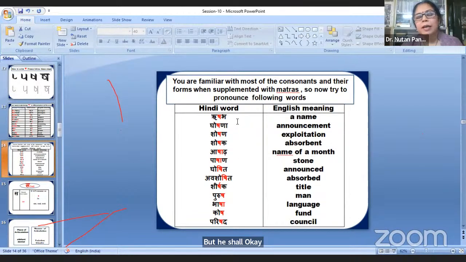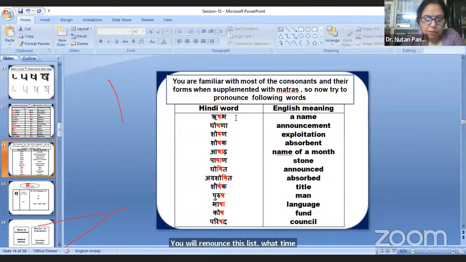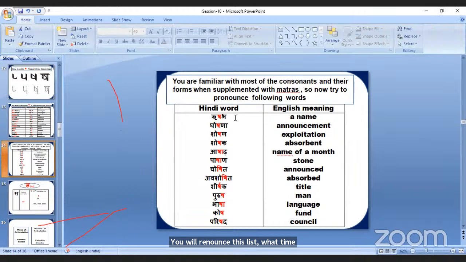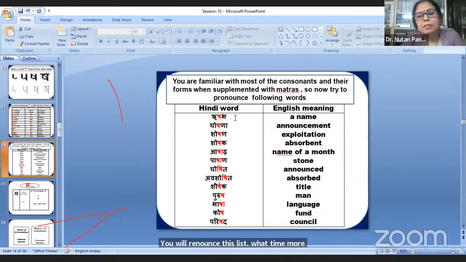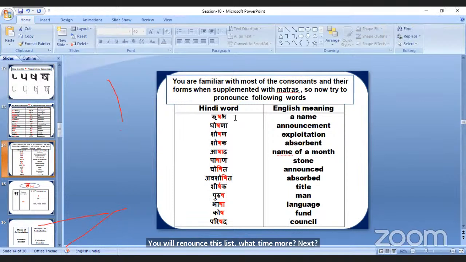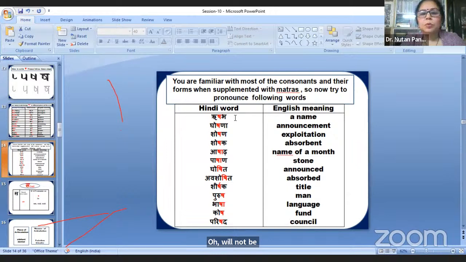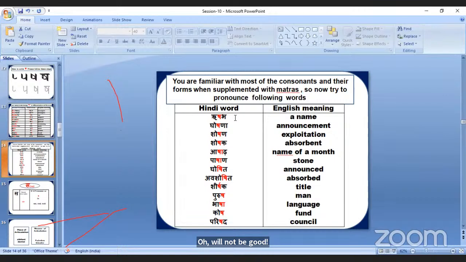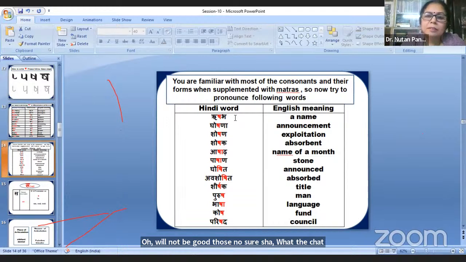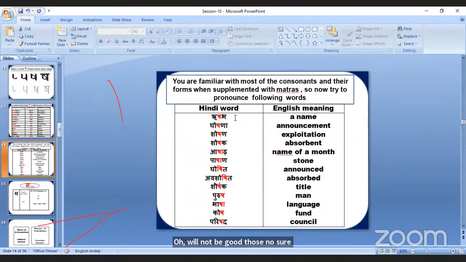Okay. Again you will pronounce this list one time more. You will pronounce yourself. I am listening to you all. Please. Rishabh. Next. Roshan. ठीक है. Shoshan. Next. Shoshak. बहुत अच्छा. Ashan. बहुत अच्छा. Pashan. Very good. Hoshit. Good. Very good. बहुत अच्छे. Next. Avashoshit. Good.